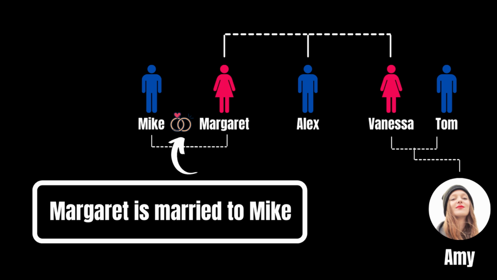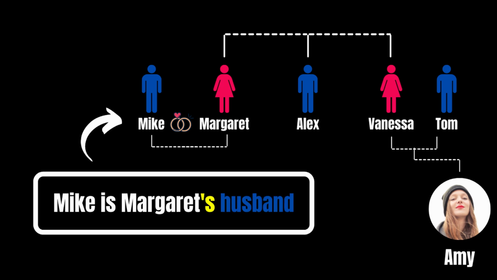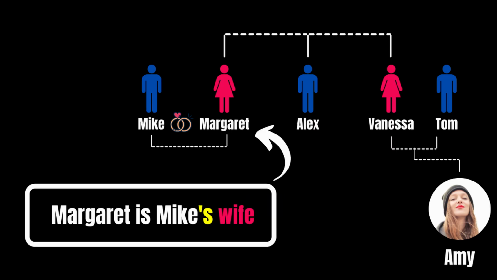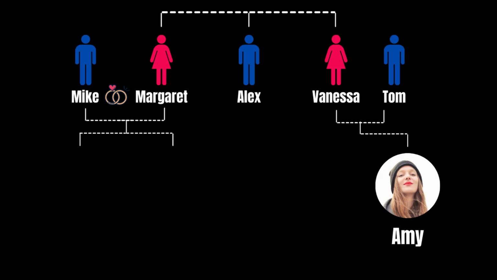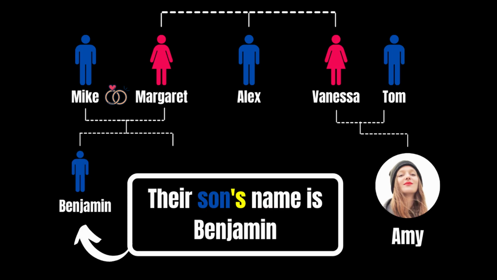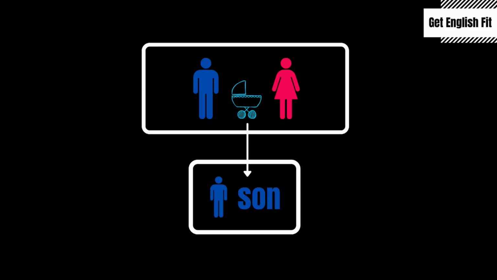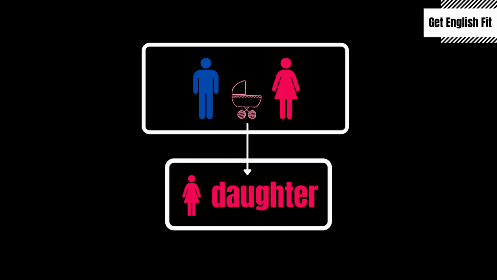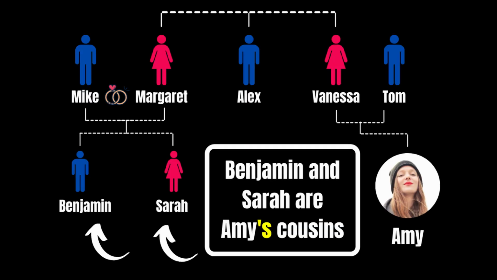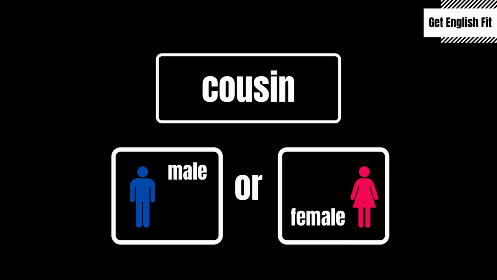Margaret is married to Mike. Mike is Margaret's husband. Margaret is Mike's wife. Mike and Margaret have 2 children. Their son's name is Benjamin. Their daughter's name is Sarah. Benjamin and Sarah are Amy's cousins. Cousin is male or female.